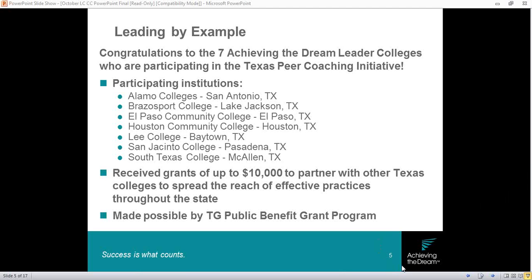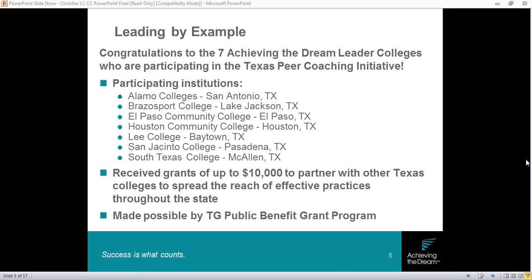So they're going to have a year to work together, and we're so excited about this for many reasons. One is that TG Public Benefit Grant Program is a new investor in Achieving the Dream, and they are very, very interested in how this project goes. It's one of the first investments they've made like this, so a lot of ears and eyes from that investor are going to be on the success we have with this effort.